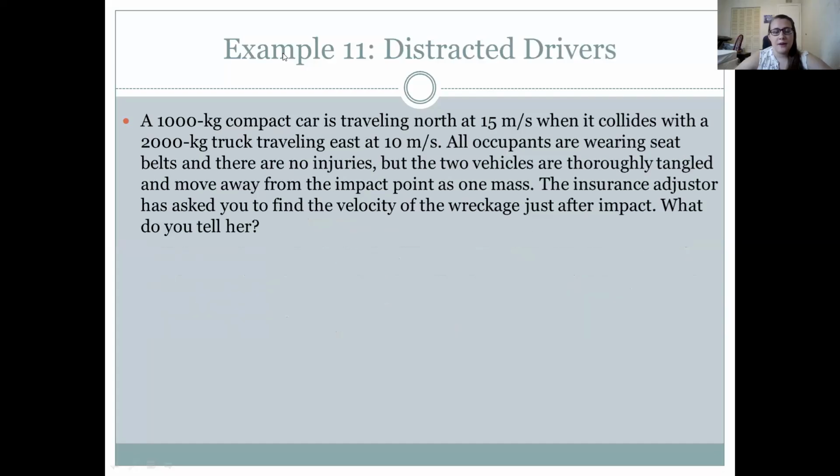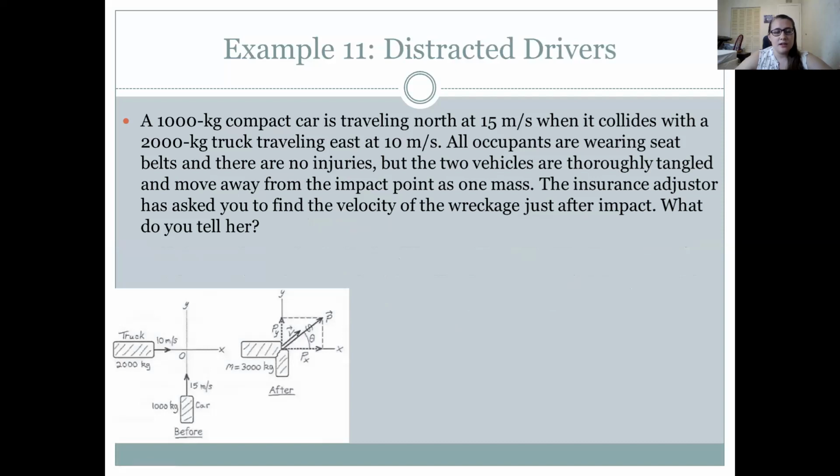Okay, so here is our picture. The truck is traveling east at 10 meters per second. The car is traveling north at 15 meters per second. And so this would be kind of like, not quite like a T-bone example because they're hitting their corners, but they'll hit and then they'll move off in some other direction. And we need to find that information for this insurance adjuster.